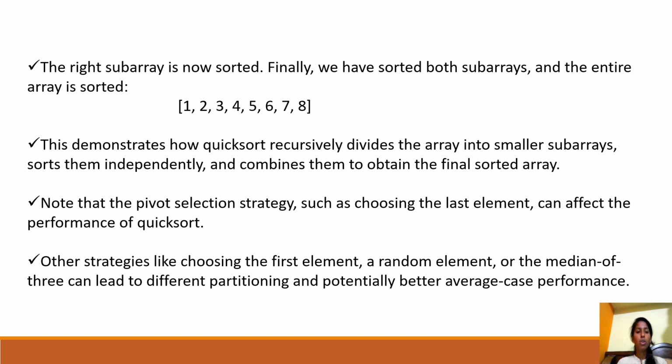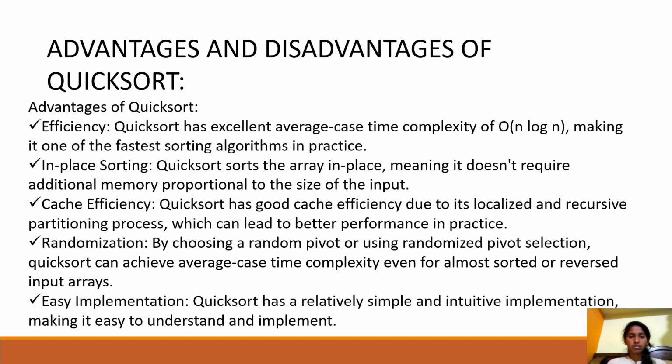That demonstrates how quicksort recursively divides the array into smaller subarrays, sorts them independently, and combines them to obtain the final sorted array. Note that the pivot selection strategy, such as choosing the last element, can affect the performance of quicksort. Other strategies like choosing the first element, a random element, or the median of 3 can lead to different partitioning and potentially better average case.